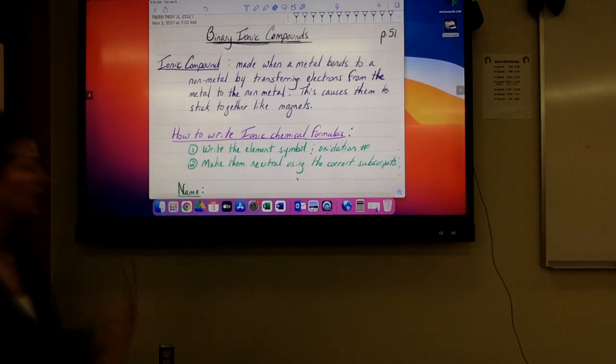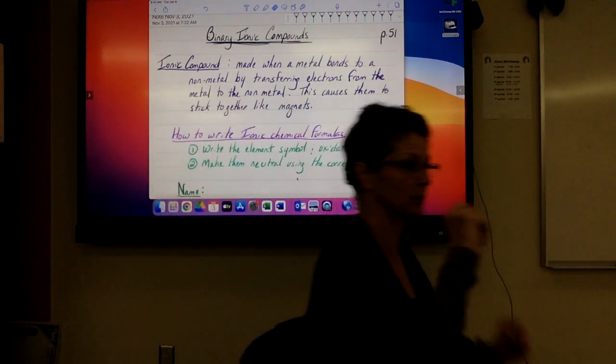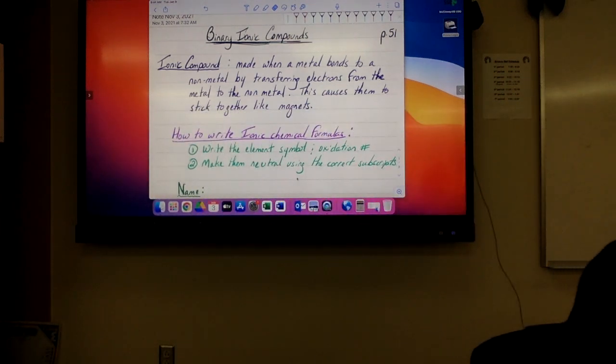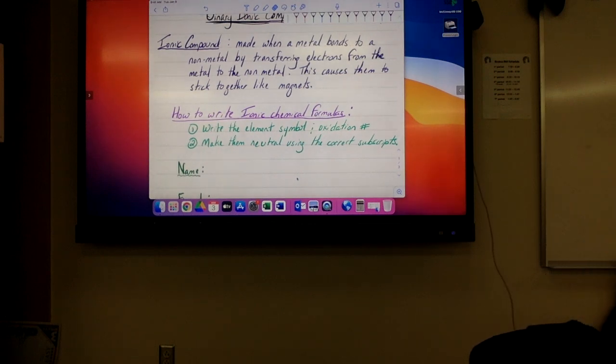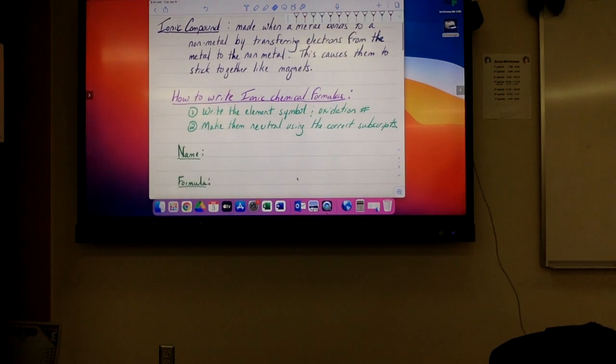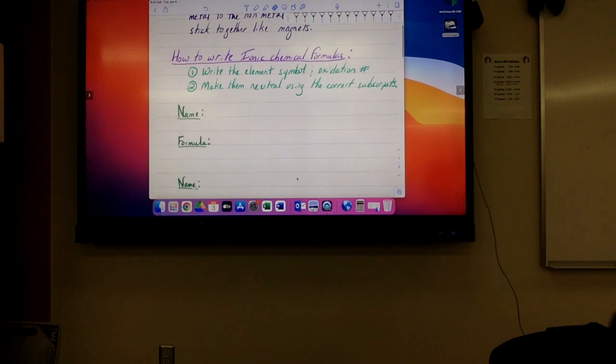All right, so how you write an ionic chemical formula is you write the element symbol and oxidation number, and then you make them neutral using the correct subscripts. And then that's it. Sort of. Ish. So here's the first example. Let's do sodium oxide together.